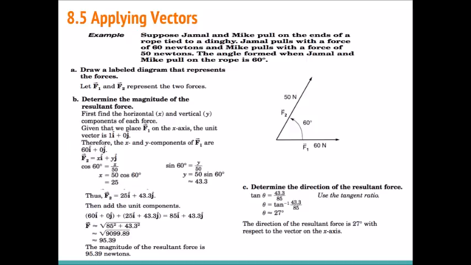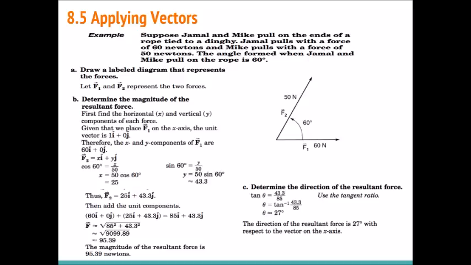So an example is, suppose Jamal and Mike pull on the ends of a rope tied to a dinghy. Jamal pulls with a force of 60 newtons and Mike pulls with a force of 50 newtons. The angle formed when Jamal and Mike pull on the rope is 60 degrees. So on the right we have a diagram here from the word problem, and that's letter A. And let F1 and F2 represent the two forces. So B, determine the magnitude of the resultant force.